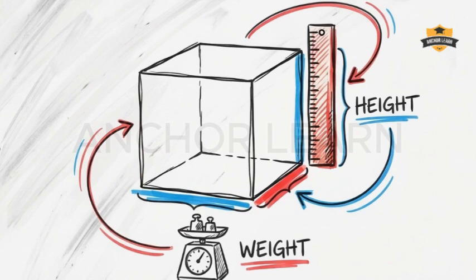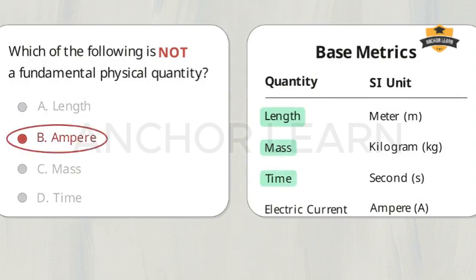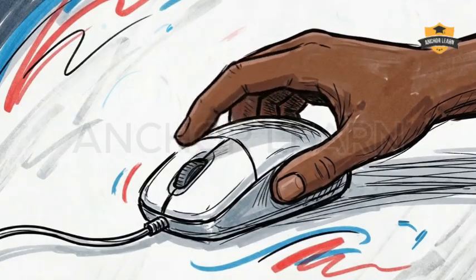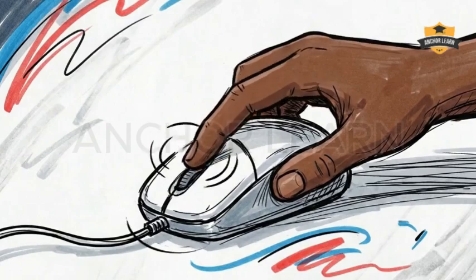To solve this, we simply check the wording of the question against our table. The question asks for a quantity, which is the property being measured. Length, mass, and time are all properties. They are quantities. That leaves option B. Ampere is the correct answer to select. Ampere is a unit, the tool used to measure, while electric current is the actual quantity. Differentiating between the property and the unit is a consistent way to avoid these types of examiner traps.